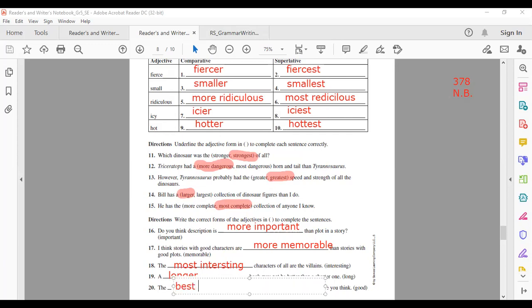So Miss, I knew the answer was best, but I didn't write it because I don't have an erasable pen, so I didn't write it, but I saved my answer. If it's right, I'm going to write it. But I know it was best.